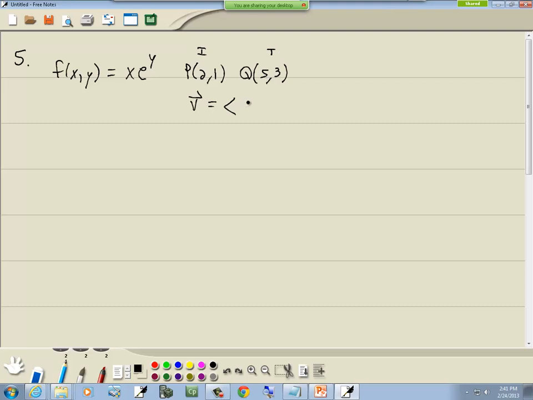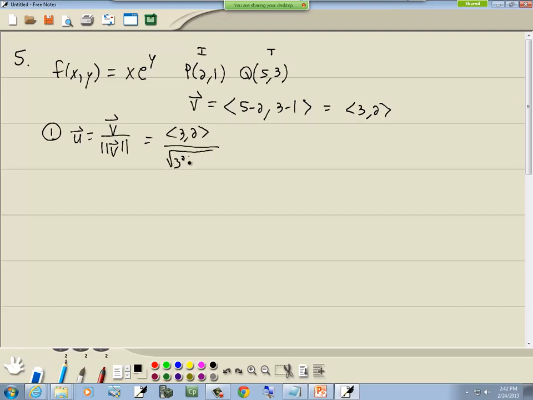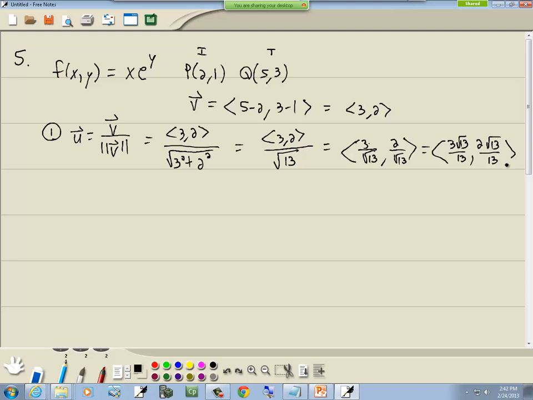So you subtract your x parts. I'm going to have 5 minus 2 and 3 minus 1. Subtract your y parts, which means this is going to be 3 and 2. So you have to find v first before you can dive into your steps here. Our unit vector is going to equal v divided by the magnitude of v. So I'll have 3, 2, and then divided by the square root of 3 squared plus 2 squared. That gives me 9 plus 4, which is square root of 13. So this is going to give me 3 over the square root of 13 and 2 over the square root of 13, which gives us 3 square root of 13 over 13 and 2 square root of 13 over 13 for our unit vector.